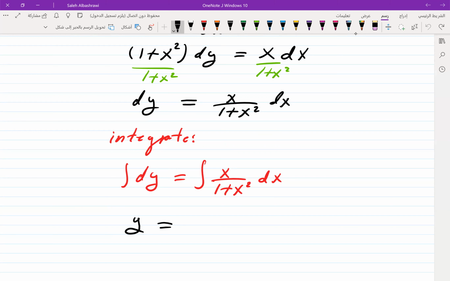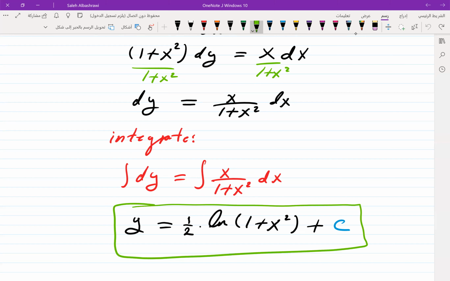This is integration by substitution. We can take the denominator, 1 + x², to be u, and then integrate. We will have 1/2 multiplied by ln of (1 + x²). And since it is an indefinite integral, we must have the constant c. So this is the solution for this differential equation: y = 1/2 ln(1 + x²) + c.